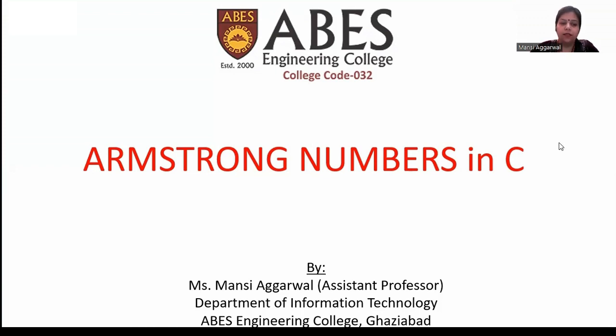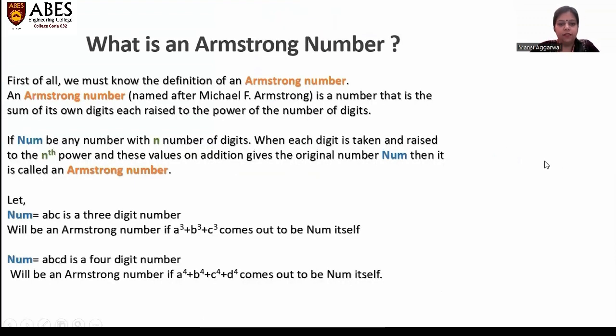Today we will be discussing the concept of Armstrong numbers using C language. Let us first understand what Armstrong numbers are. An Armstrong number is a number that is the sum of its own digits, each raised to the power of the number of digits. So if num is any number and n is its order, then if each digit is taken and raised to the nth power, and the sum of these values comes out to be the number itself, then it is called an Armstrong number.